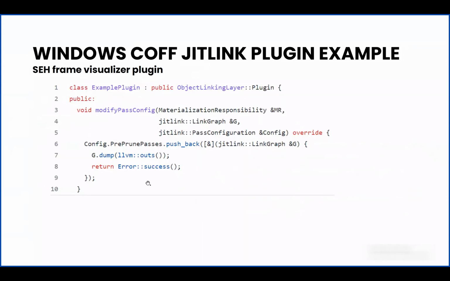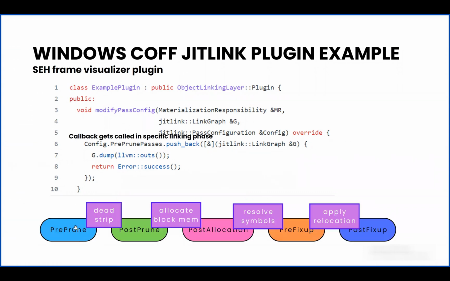Here's a basic example of a JITLink plugin. We can ignore this part. We can only focus on this part. So this is a callback, a C++ lambda over here. This callback gets called in specific linking phases. And inside this callback, you can view what's inside this link graph, and even modify the link graph as much as you want. And this PreFixup is specifying the linking phase. We have a total of 5 linking phases where we can insert custom passes. And this PreFixup is the first linking stage.